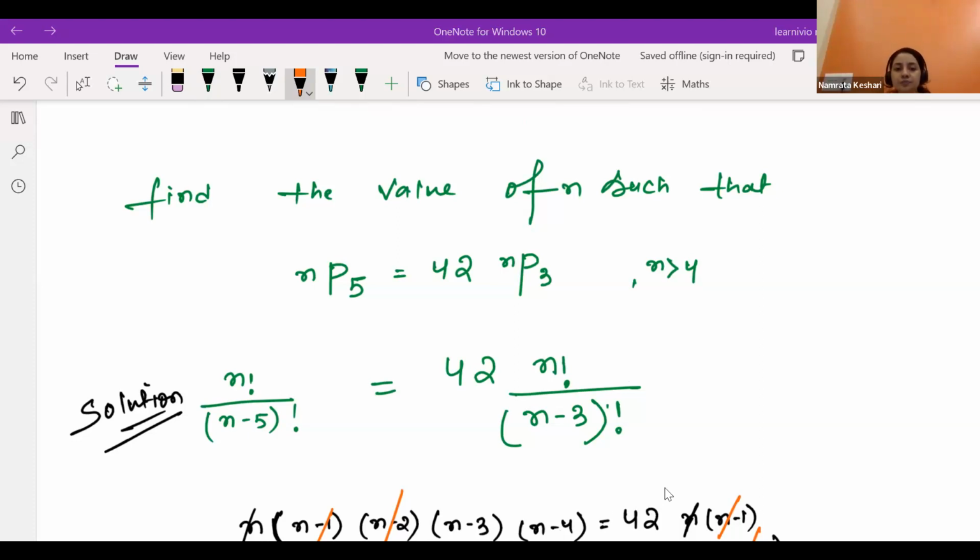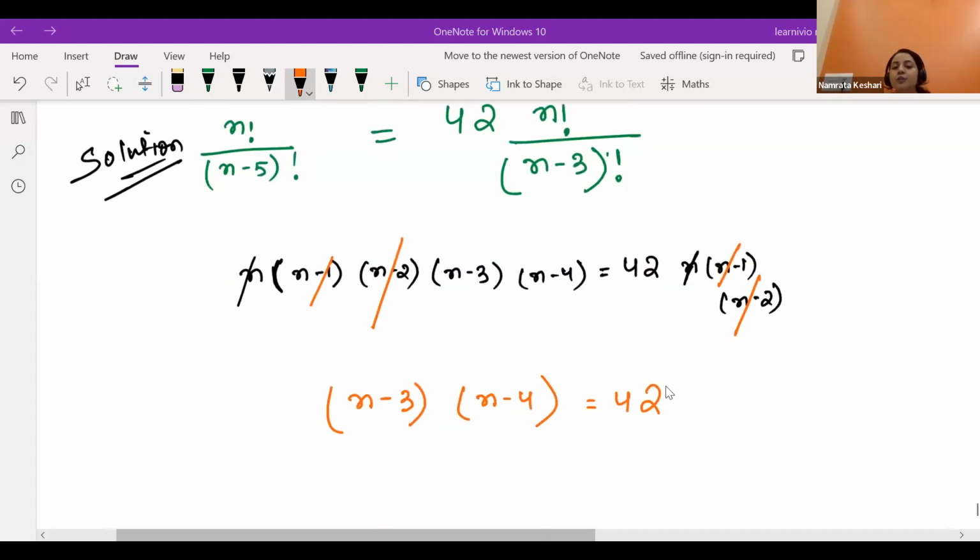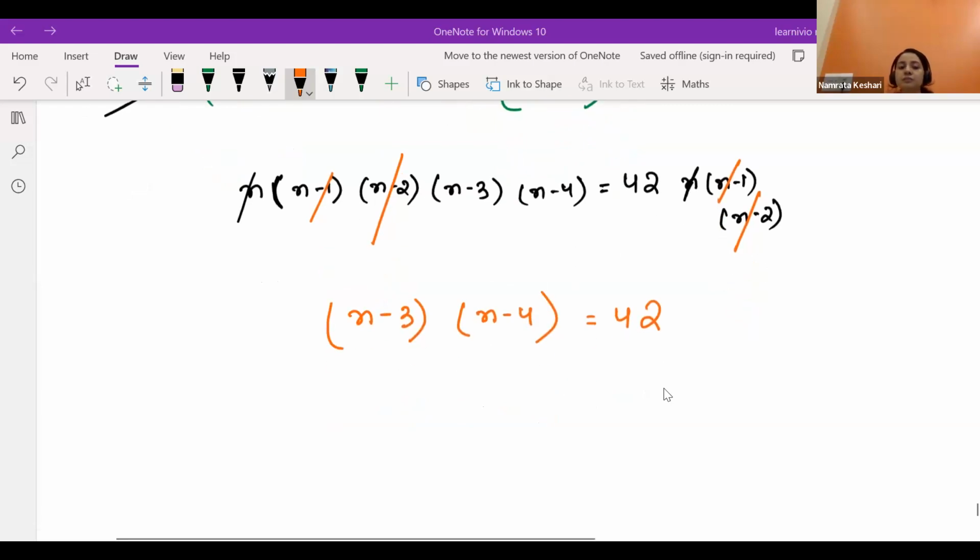Let's continue. We will do the multiplication over here, and it will just be n square minus 4n minus 3n plus 12 is equal to 42. And from here, will you be able to find the n value, Alina? Yes. Okay, this is just the quadratic form we ended up getting, which can be solved further to take out the n value.